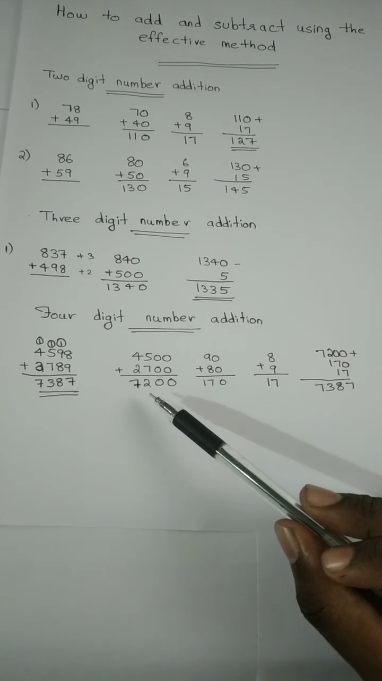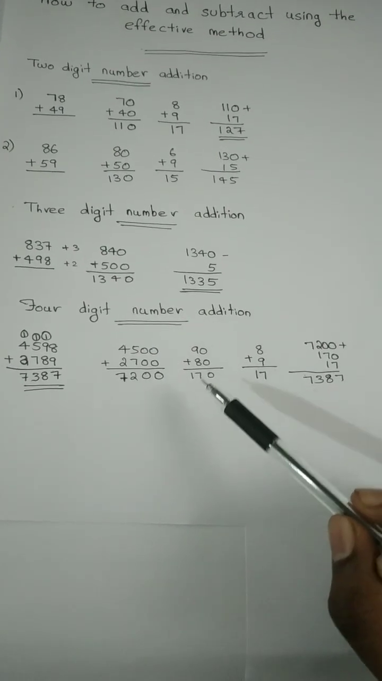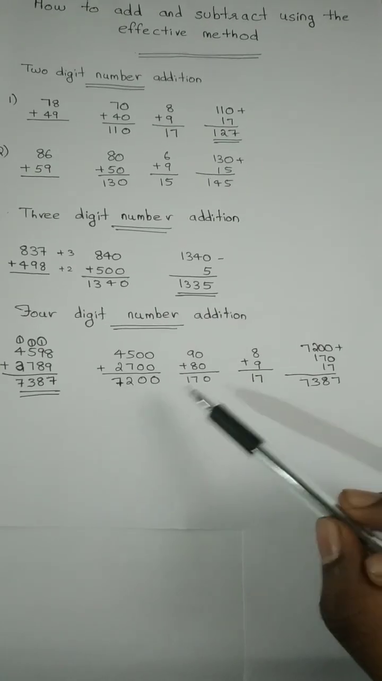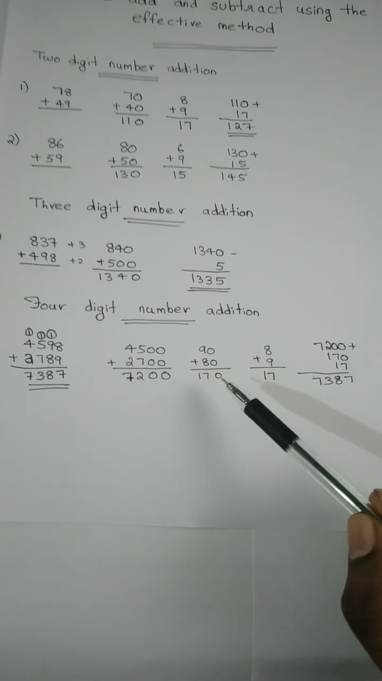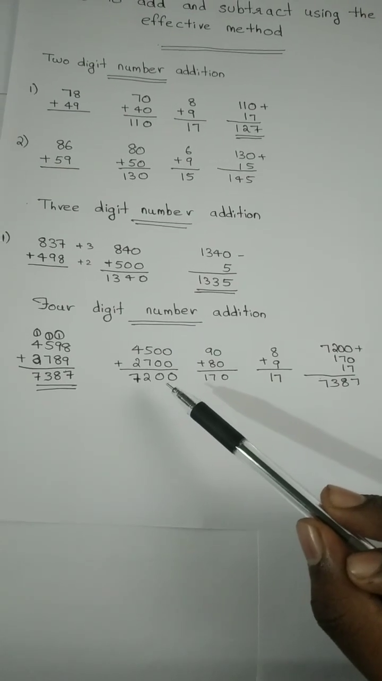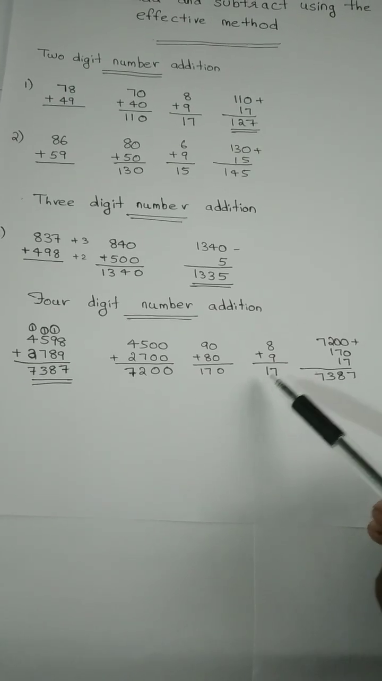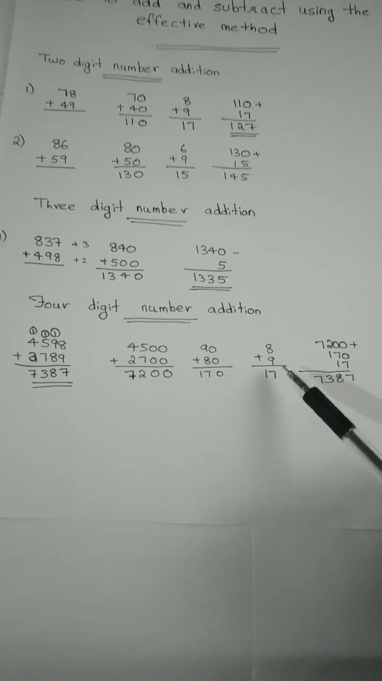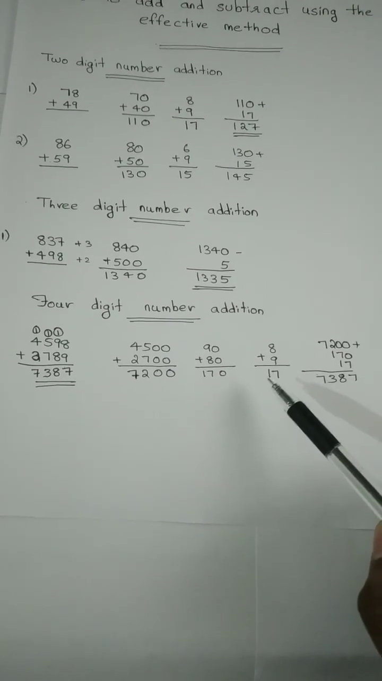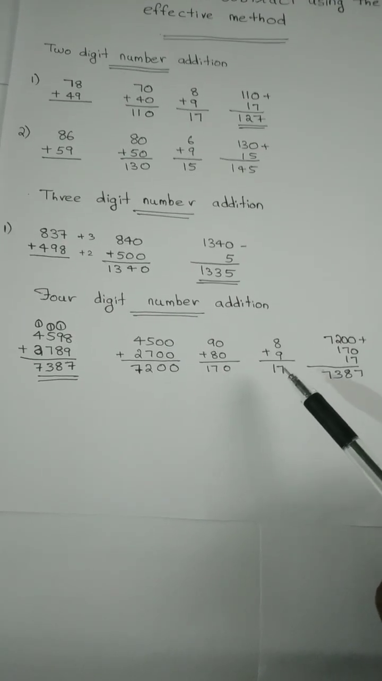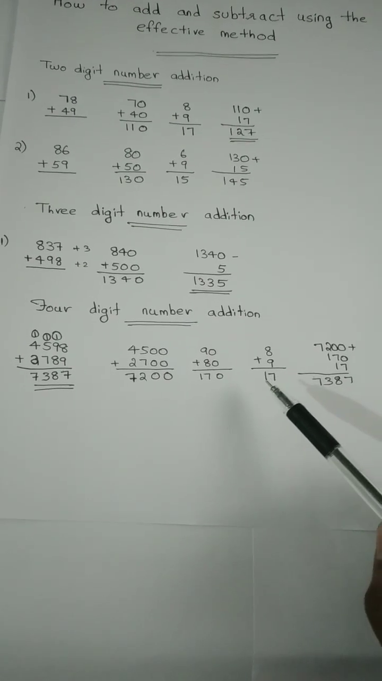So for 7200 added to 170, if you can't add it directly, you can further split it. 7200 plus 100, 7300, plus 70, 7370, and then you can split 17 into 10 and 7 if required. So 7370, and when you add 10 here, 7380, and when you add 7 more here, you would get 7387.